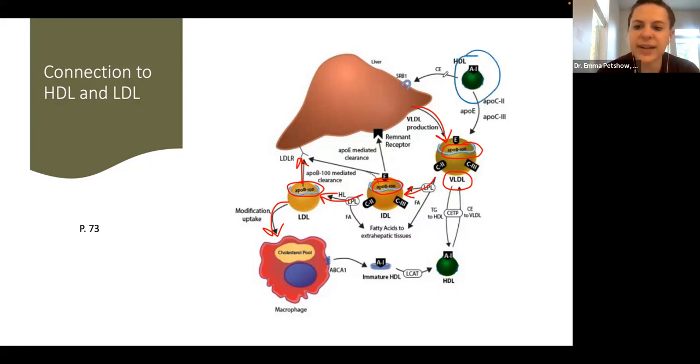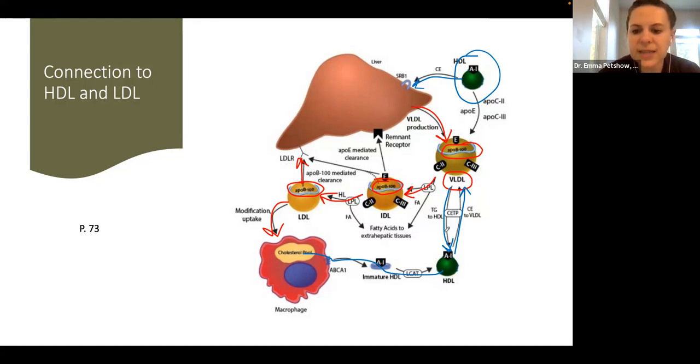HDL, though, it's showing you here, its goal is to bring cholesterol back. HDL can also be interconverted into VLDL, bringing things back and forth between VLDL and HDL. But HDL's main goal is to take cholesterol away from something like the macrophage and bring it back to the liver, either via VLDL directly or directly binding with the liver and having the liver take the cholesterol off of HDL on its own. So that's your big processes here.